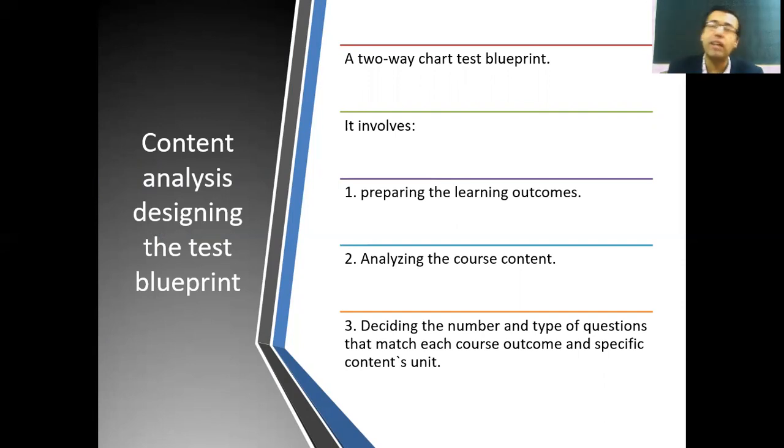Number 3, deciding the number and type of questions that match each course outcome and specific content subunit. To know how many questions do you need in each, for example, in each lecture, in each problem-based learning, in order to be included in the mid-course exam, final exam, and maybe reset exam if there are student failures.